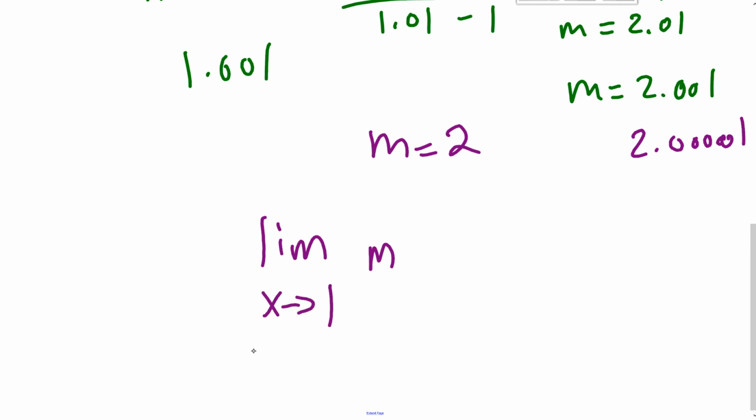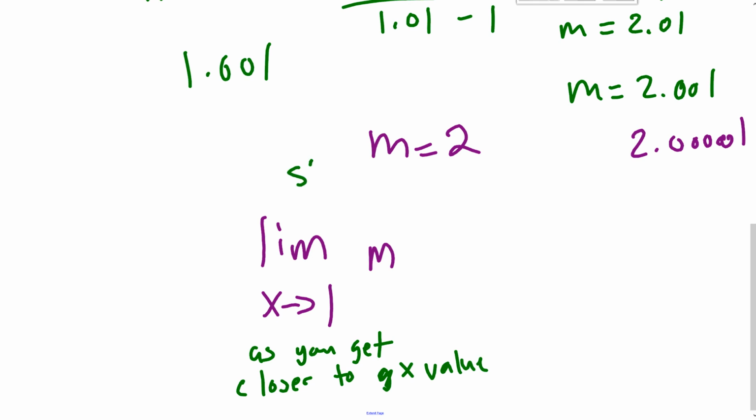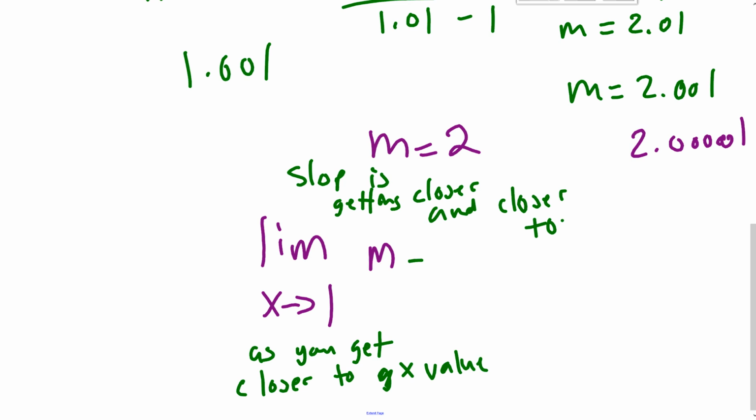as I get closer and closer to my x value, then my slope is getting closer and closer to, that's where the equal comes in, that's where the answer is, closer to 2.